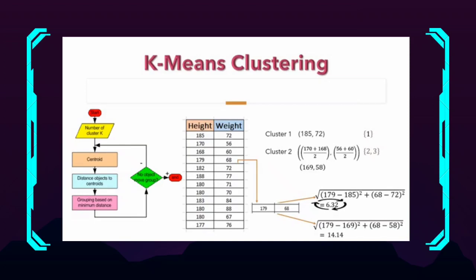As the data point has been assigned to cluster 1, now we will update the centroid value for cluster 1 by taking the mean of the centroid value and the row 4 value, that is 185 plus 179 divided by 2, comma 72 plus 68 divided by 2. And now our updated centroid for cluster 1 is 182,70. Likewise, we will repeat the same steps till we complete all the data points. At the end, we will get two clusters as shown on the screen. It will cover all data points and the final centroid values as well.